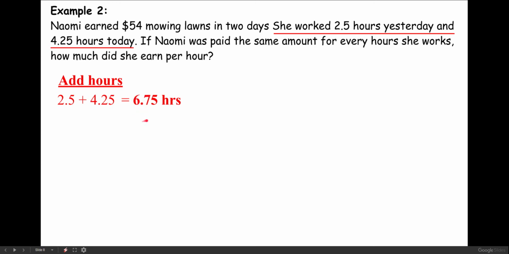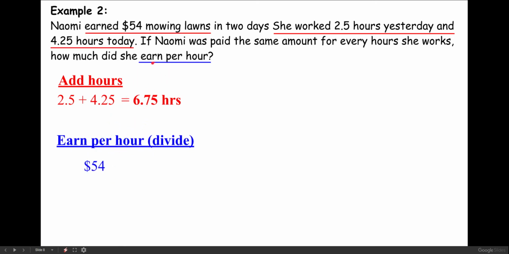So what you're going to do from here is divide. Now, what are you going to divide? Well, how much did she earn per hour? Well, she earned 54. Per is like a fraction bar. So if you remember this, the money would go on top. She earns that. Per is a fraction bar. An hour, well, 6.75 hours, goes on the bottom. So $54 per 6.75 hours. And again, this is just a division problem. 54 divided by 6.75.